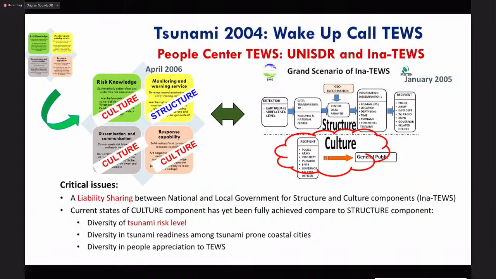Because of that, I would like to highlight that the 2004 tsunami became a wake-up call for the Indonesian tsunami warning system. I am part of this; there are some friends here from LAPAN, and myself and some others from the ministry joined the task force to develop the tsunami warning system.